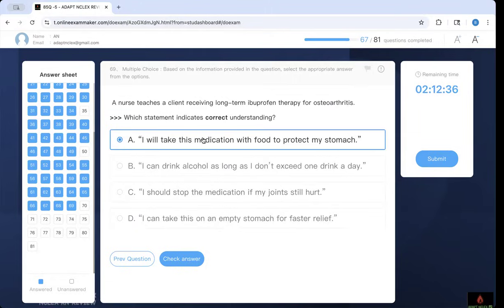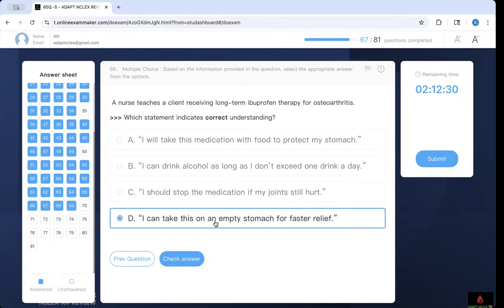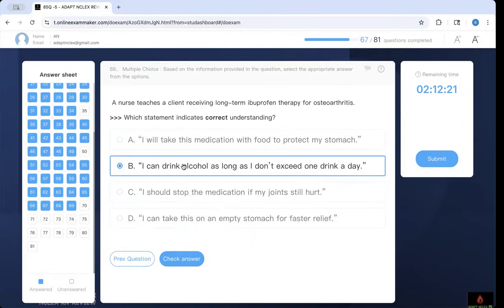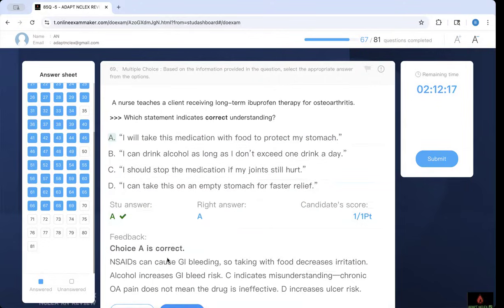Number 1. This is the best answer, correct understanding. You should not take it on an empty stomach, you get ulcers. You should not stop it because your joint still hurts. It's going to help you. It's a long-term therapy. Alcohol causes ulceration. If you take that, it's going to be bad. Take it with food to protect yourself.